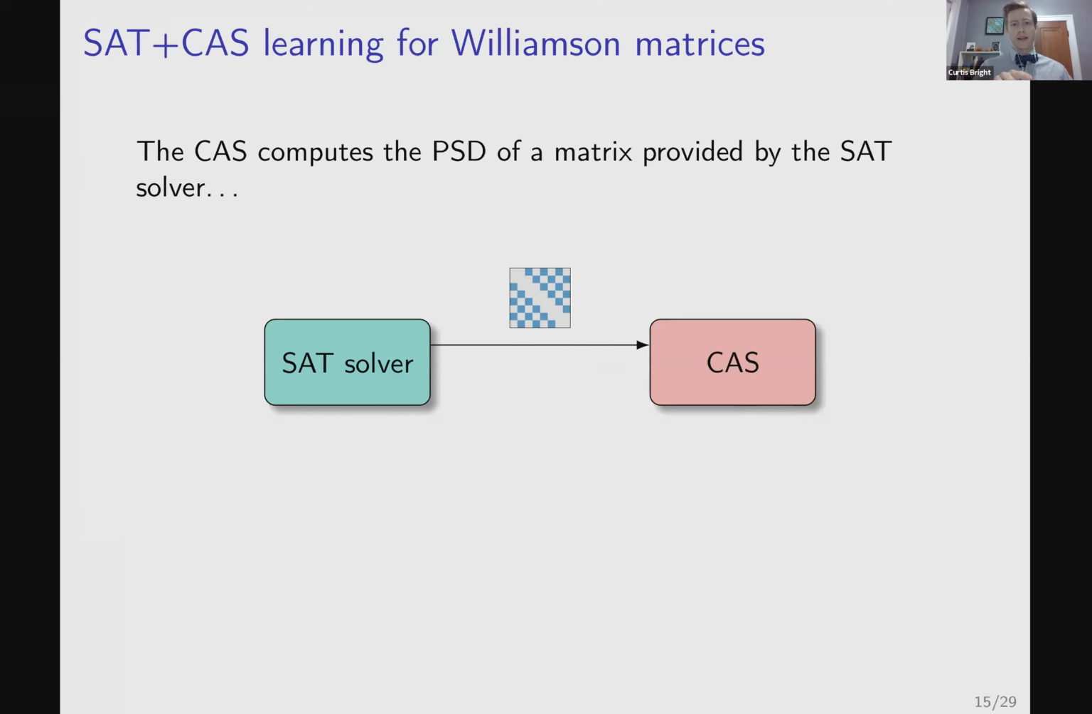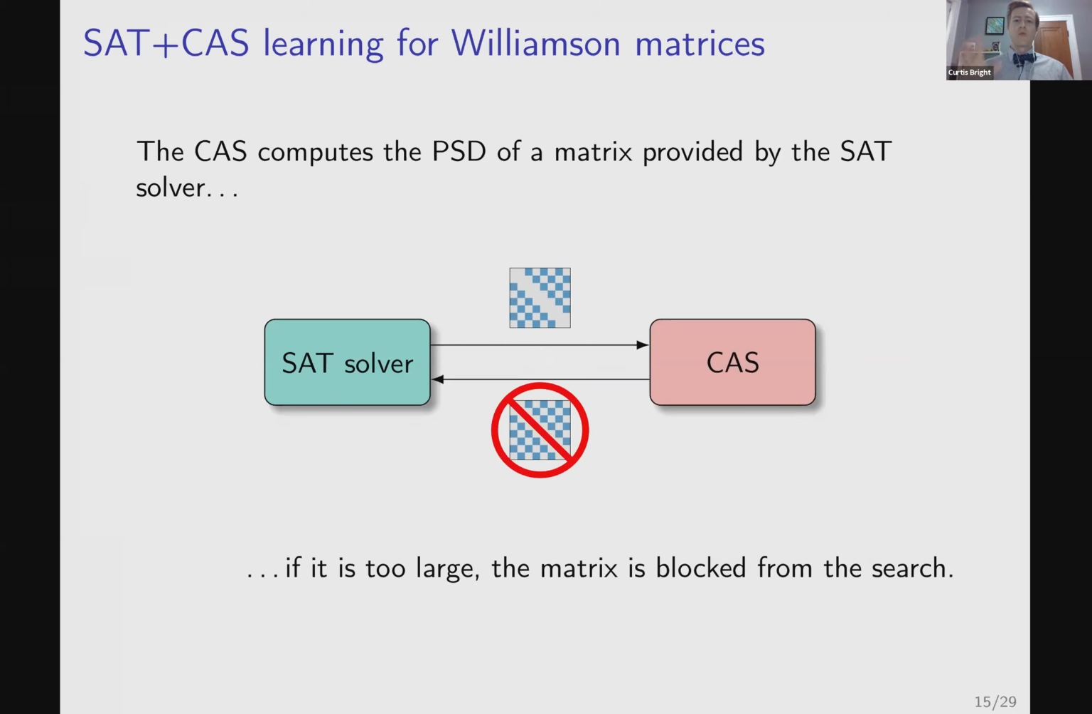You can pass the matrix A to a CAS, and the CAS can then compute the power spectral density of the matrix. If it's too large, which it almost always will be, it can then tell the SAT solver, don't ever try that matrix again, because I have this theorem, I know that this is never going to be a Williamson matrix, right? And so it blocks a big part of the search space. And this is something the SAT solver itself would never have learned, right? Because it has no knowledge of PSD values. Only the CAS knows about that.